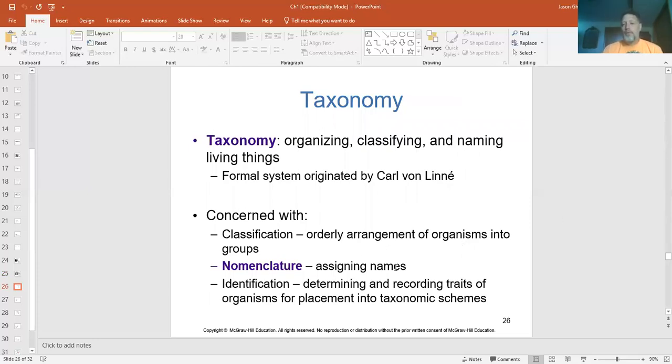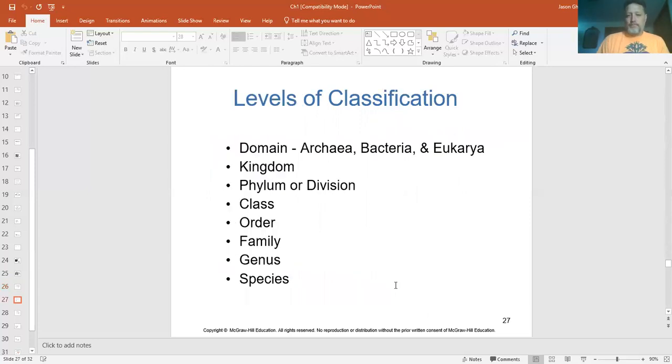They gave them nomenclature, so they started assigning them names using Latin, and they had some parameters that you had to use, so that it was consistent for everybody. And they did this to record traits, to determine how they are related to other organisms.